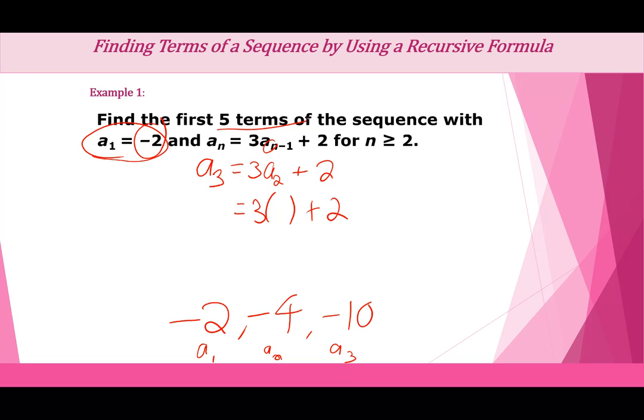And we're going to do this for 5 terms. We're going to find the first 5. So the A4 term is going to be, 4 minus 1 is 3, so it's going to be 3 times the third term plus 2. The third term was -10. So basically, it's 3 times the previous term plus 2. That's going to be -30 plus 2, which is -28.